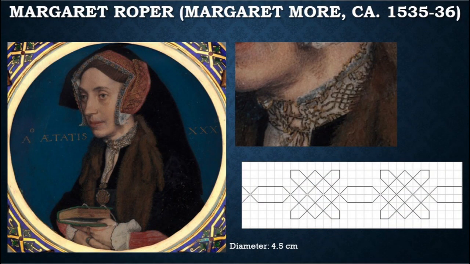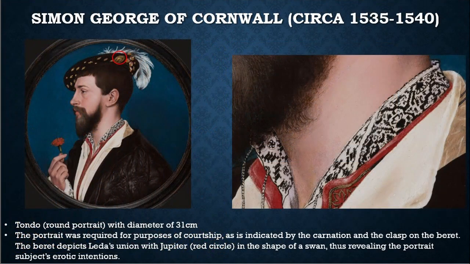From about 1535 to 1536 is Margaret Roper, who was formerly Margaret More, one of the daughters of Thomas More, Sir Thomas More. And this one I'm even more impressed with because the last portrait was over 11 centimeters in diameter. This portrait is only 4.5 centimeters in diameter. So even though it is a very small portrait, Hans Holbein the Younger was able to get the detail work so much so that I was able to recreate the pattern that we see in the center part of her collar.